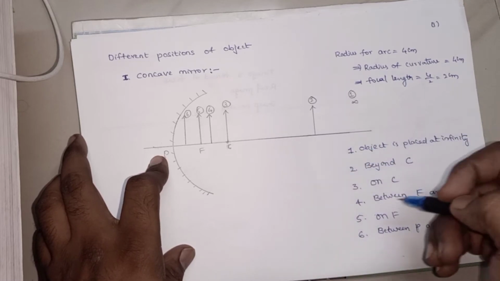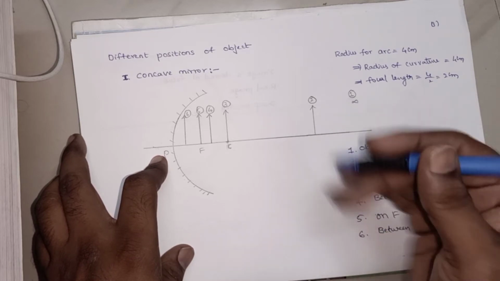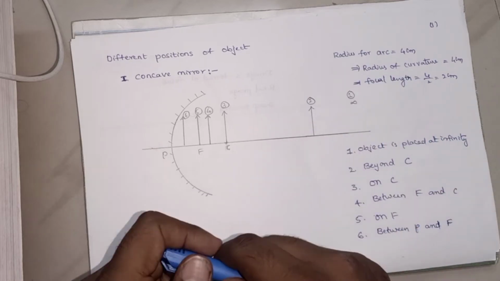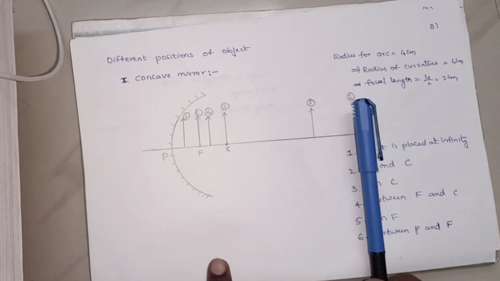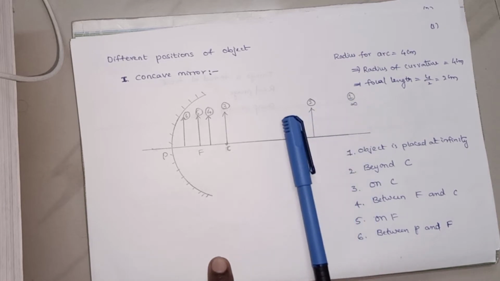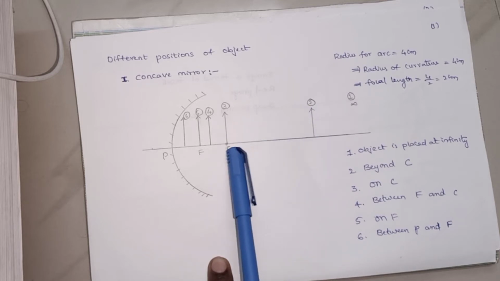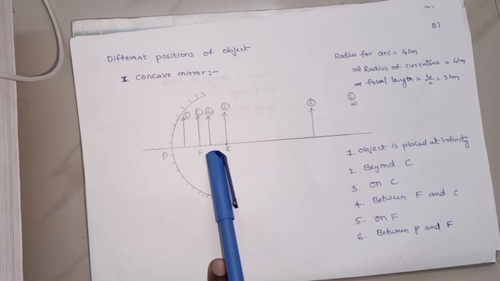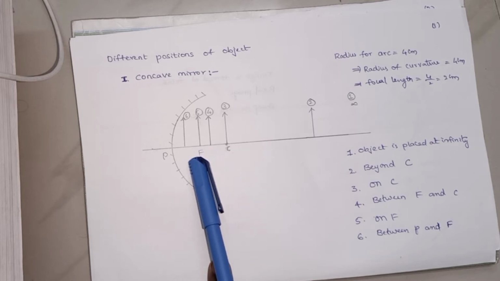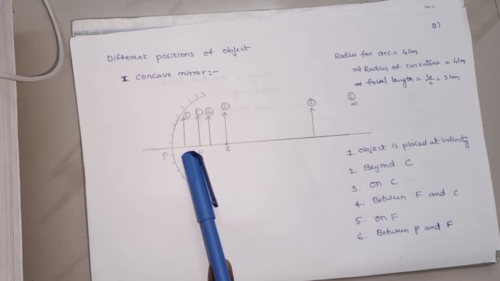So first we will find out the different positions of the object where we place it in front of the mirrors. In the case of the concave mirror, we will get 6 suitable positions. The first is the object placed at infinity, and the second is the object placed beyond C. C is nothing but the center of curvature. The third one is on C, and the fourth one is between focus and center of curvature. The fifth one is the object placed on F, and the sixth, the last one, is the object placed between pole and focus.